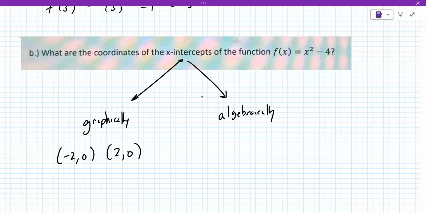This is the kind of question to ask your teachers: I was working on this problem and I noticed that there are two ways to do it. I can just look at the graph, or I can do some other things. Is it okay if I just look at the graph? To do it algebraically, you're setting the whole thing equal to 0.